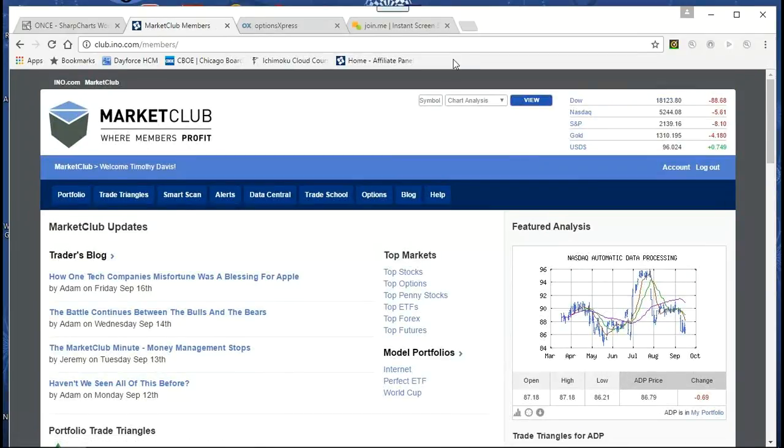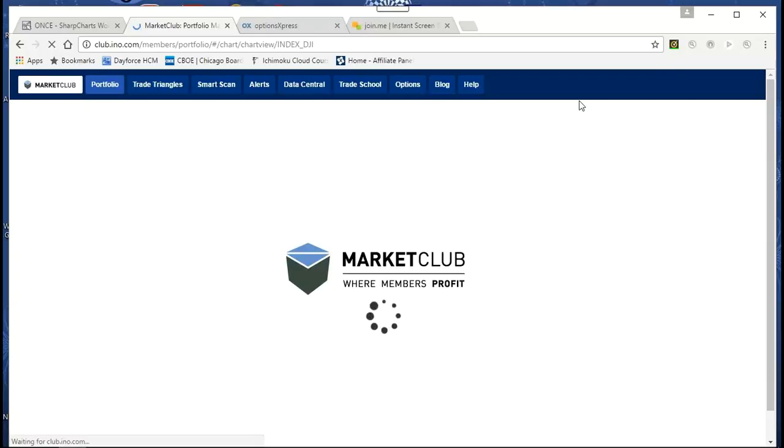All right, this is what you would see once you first log in. A couple things I'm gonna point out. In the upper right-hand corner, it actually gives you the current status of the Dow Jones, NASDAQ, S&P, gold, and the U.S. dollar. So that's a good little note to help you while you're trading and while you're looking at the market on MarketClub.com. Not only is it a good thing to have, but if you actually click on each one of them, it'll actually give you the chart. So let's click on this first one, which is the Dow. It'll actually show you a mini chart and show you what the current setup is.